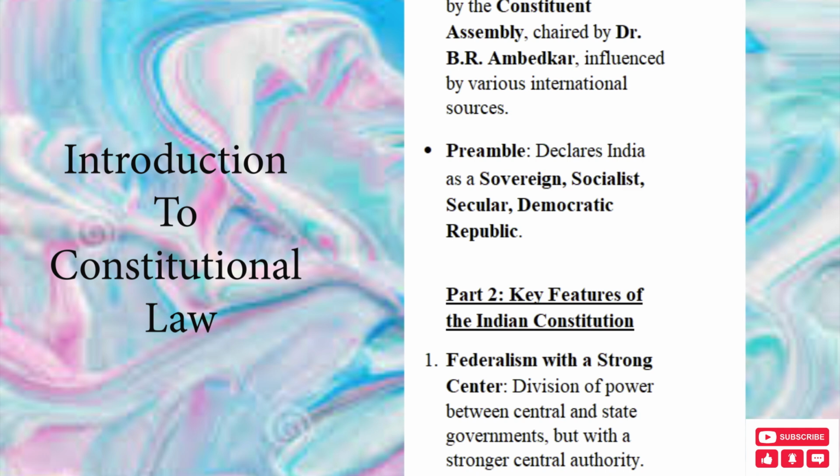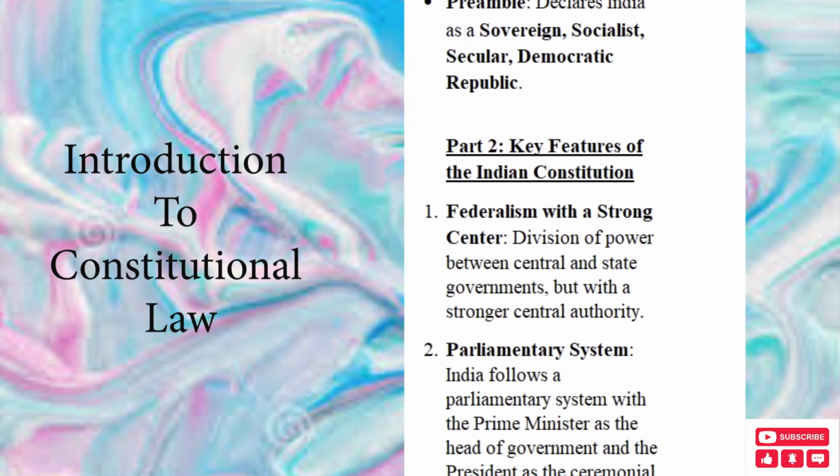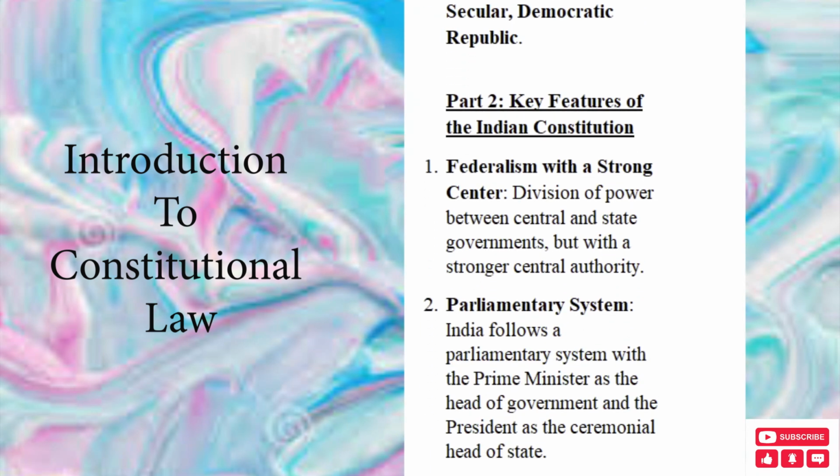But, unlike the U.S. federal system where the states have considerable autonomy, India's federalism leans toward a strong central government. This means that while states have their own legislatures and courts, the central government holds a significant amount of power, especially in matters like defense, foreign affairs, and finance. In times of emergency, the Constitution allows the central government to take control over state governments through a concept called President's Rule.